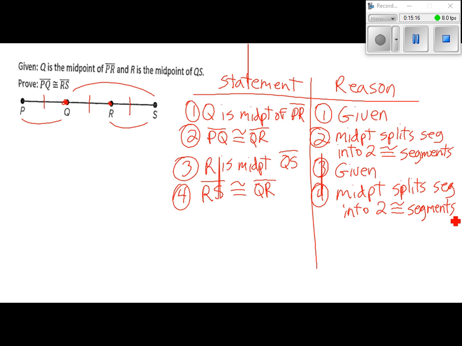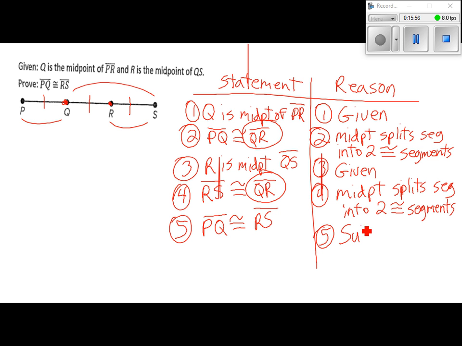Look at number 2 and number 4. Notice anything in number 2 and number 4? PQ is congruent to QR, and RS is congruent to QR, because they're both congruent to the same thing. They both have QR. If QR is the same as PQ and QR is the same as RS, what does that tell us about those two? They're congruent. So what am I going to write? PQ congruent to RS. What do we use there? Substitution property.